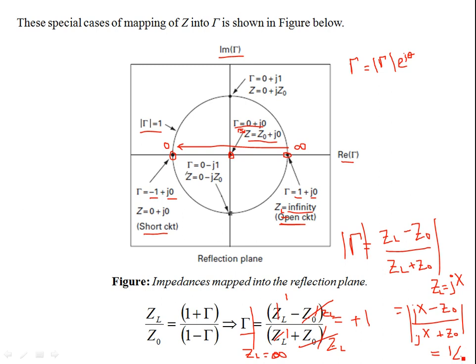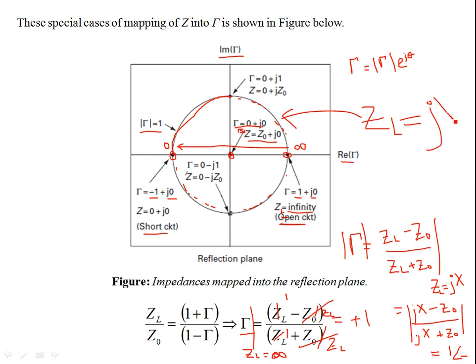But again, what the point means is that if you're moving on the circle of radius equal to 1, this is your circle of gamma equal to 1, that implies pure reactance. That implies a purely reactive load. That implies on this circle your ZL, the load at which the transmission line is terminated, is purely imaginary.